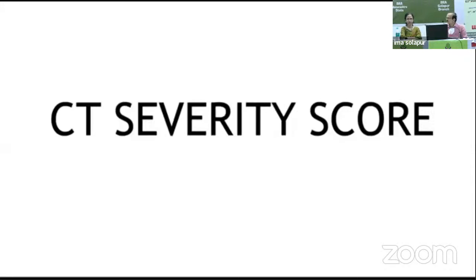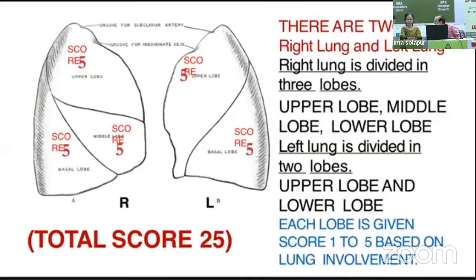So let us see what is CT severity score. We know already about the right and left lungs, and each lung is divided into lobes: the right lung into three and the left lung into two lobes. Each lobe is given a score of 1 to 5 based on the lung involvement. So the total score comes to 25.